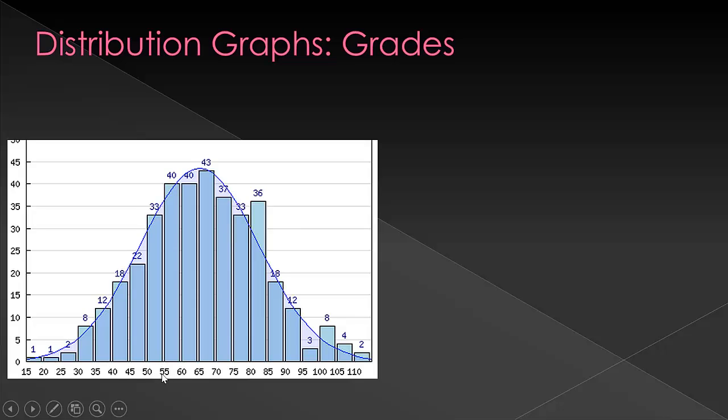We're seeing, well, how many students got a 55 on the exam? Oh, okay, about 36-ish got a 55 on the exam. Well, how many got a 70 on the exam? Oh, okay, about 42, 43 got that. So you can walk through and see what, in this case, the grade is on one axis, and on the other, how many students have that particular grade.